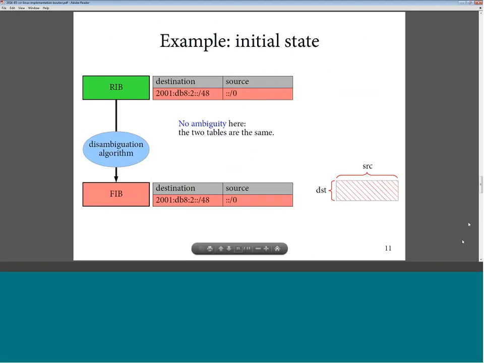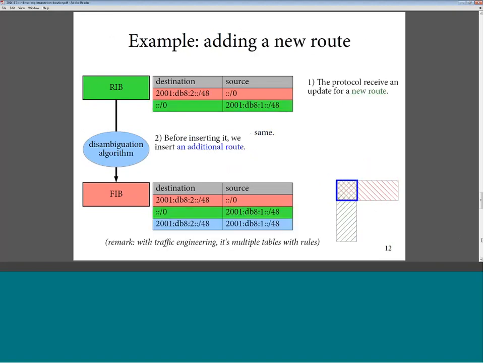Okay, so to finish, a little example. Consider we have a RIB without ambiguity. In that case, the FIB is exactly the same without any additional rules. And now let's say that the protocol receives an update for a conflicting source-specific route. In that case, we first insert an additional entry, the blue one, which is the last, and then the conflicting routes. The interesting point is that during the whole process, the FIB is kept unambiguous, since we first added the most specific entry.